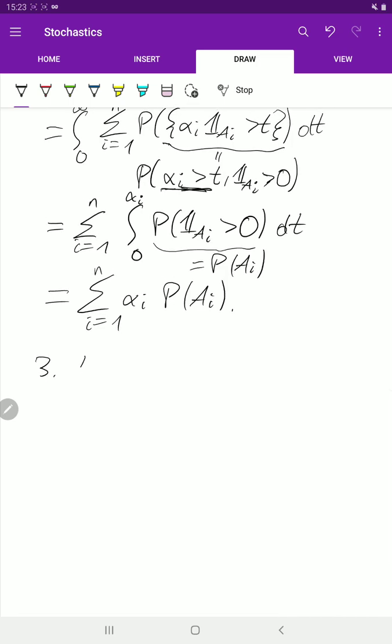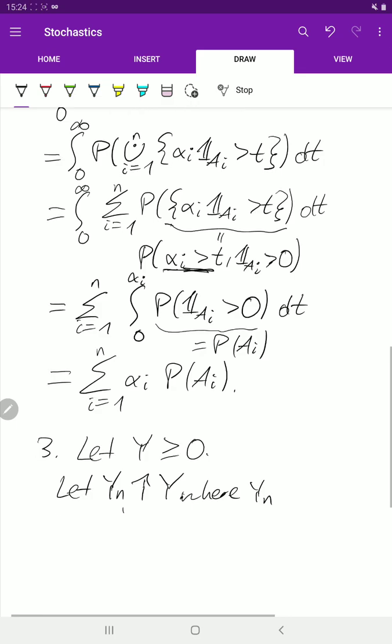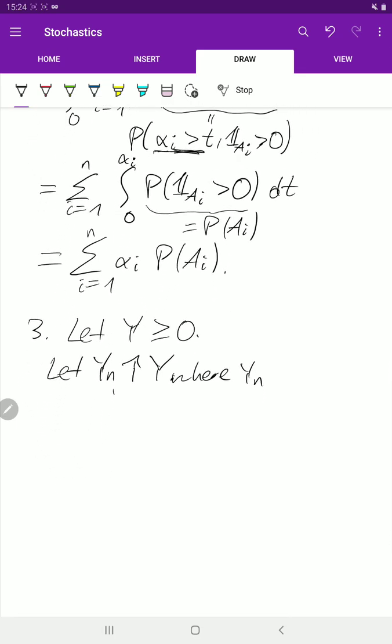And now there's one more step. So we assume Y is an arbitrary integrable random variable which is non-negative. And now we know that there's a sequence of random variables converging pointwise to Y, and these Y_n are elementary functions, so Y_n are of this form here. And you can prove this, or yeah, it's often proved in measure theory. Elementary functions.